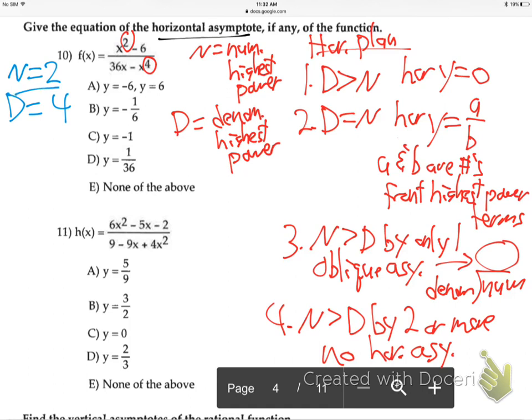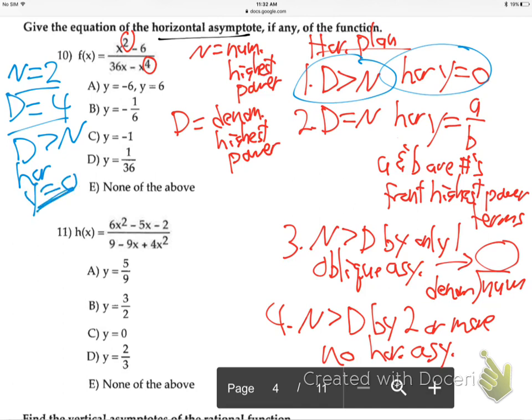Okay, so you look at this. We have denominator bigger. Denominator bigger. The horizontal is y equals 0. Y equals 0 is not here, so it's none of the above. Is that good on that? The answer should have been y equals 0, and they didn't put that answer there on number 10. So it's none of the above. And then number 11.